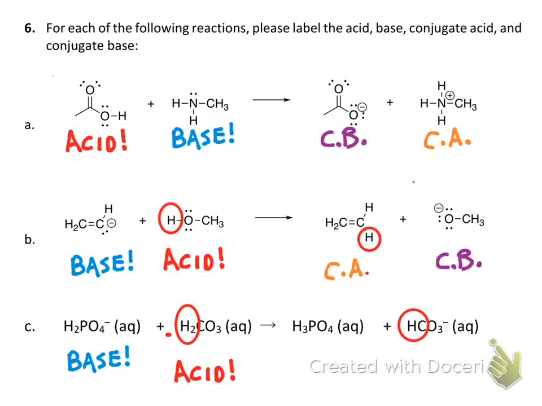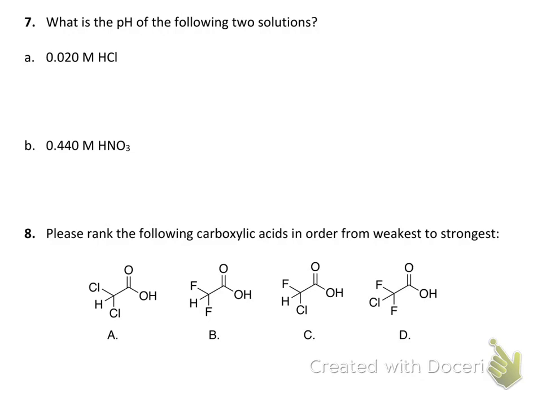Our conjugate acid is going to be what the base became. So the base, after it gains its proton hat, becomes the conjugate acid. And then finally that leaves us with our conjugate base. Cool. This question is about the pH of two solutions.